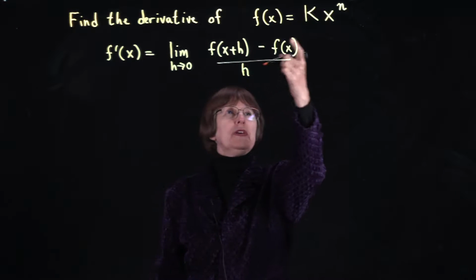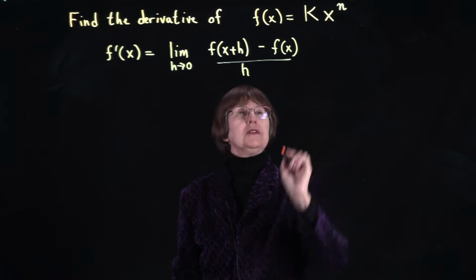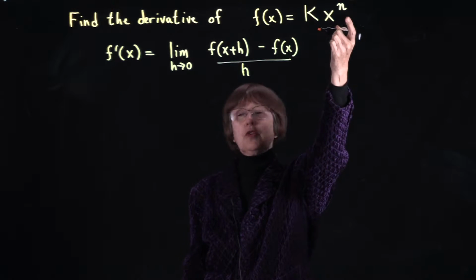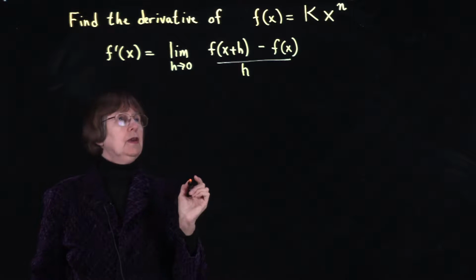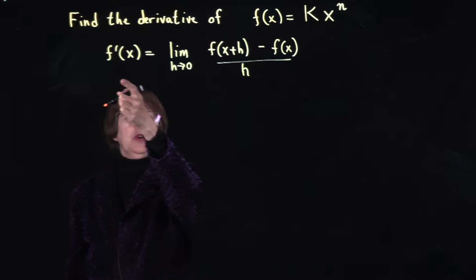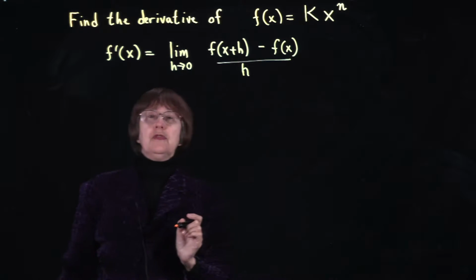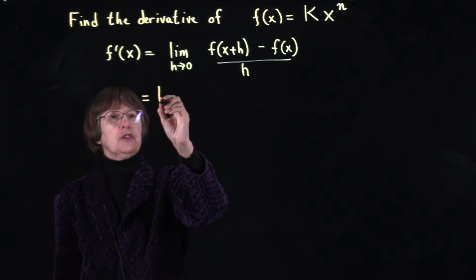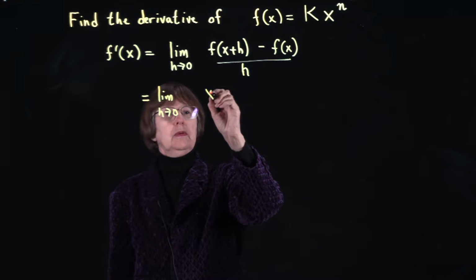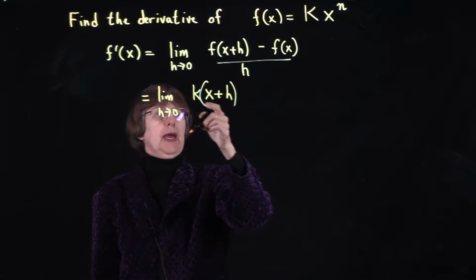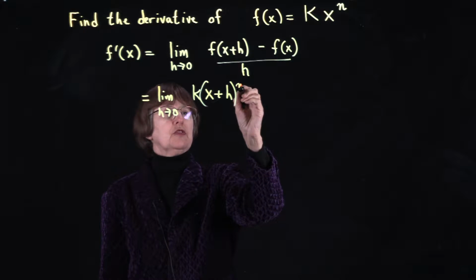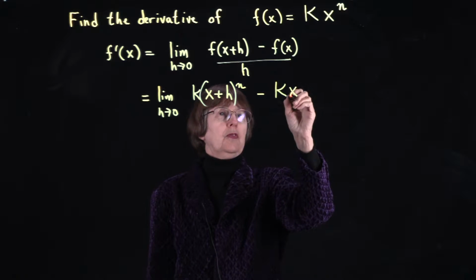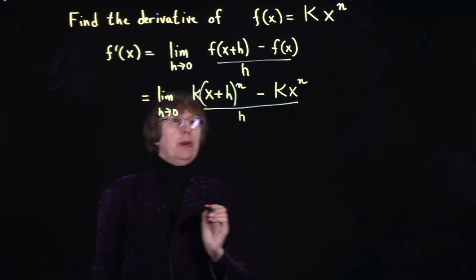Let's compute the derivative of the function kx to the n. In the notes, n is equal to 3, but we can show this for an arbitrary value of the power n. We've reproduced here again the definition of the derivative. When we compute the derivative of this function, we have to compute the following expression: k times (x plus h) raised to the power n, minus k x to the power n, divided by h.